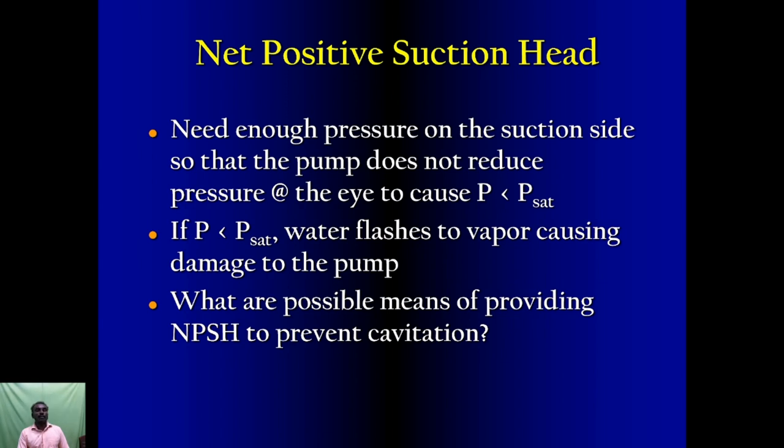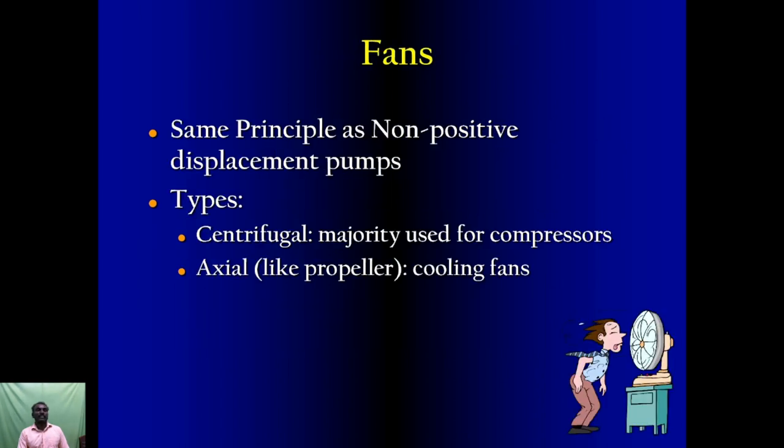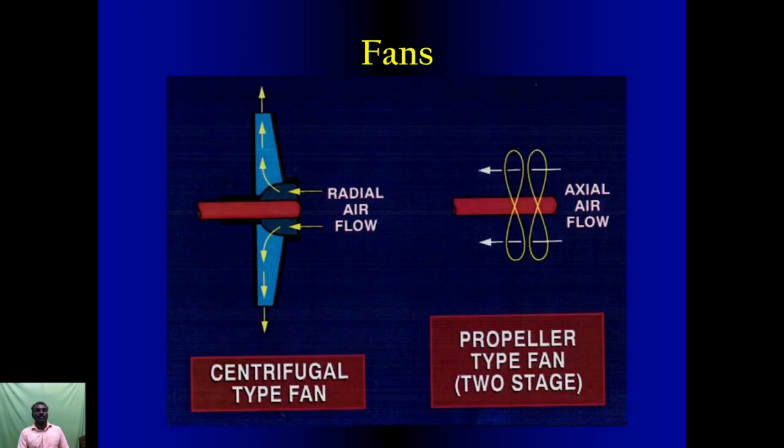What are the possible means of providing suction head to prevent cavitation? Then fans. Same principle as the non-positive displacement pump. We have two types of fans. First one is centrifugal, then second is axial. The centrifugal type is mostly used for compression. The axial type is used in cooling fans. This is the schematic diagram of a centrifugal type of fan and a propeller type of fan. Then centrifugal pump.